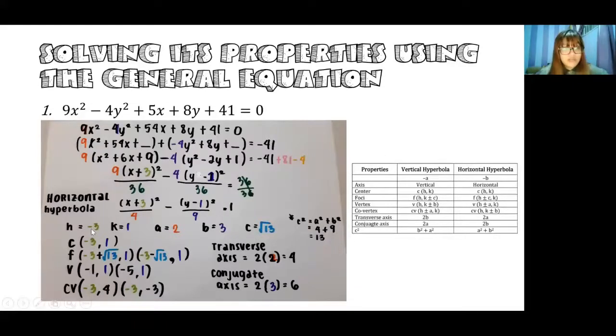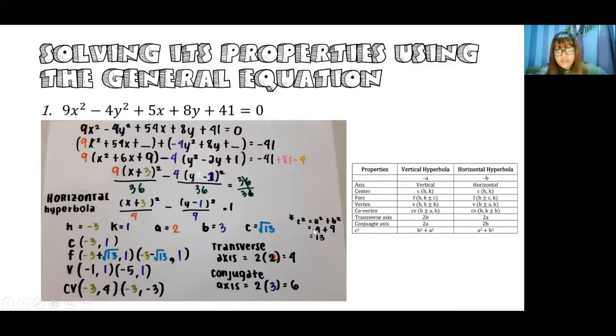H equals negative 3 and K is 1. Why is it negative 3? Because the formula here is x minus H. So negative times negative will be positive. So always minus. While the A is 2 and B is 3 because square root of 4 equals 2 and square root of 9 equals 3. While the C is square root of 13.